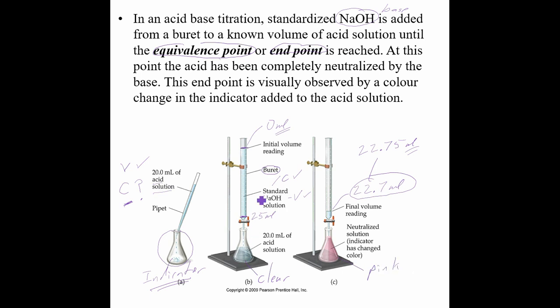So initially it's clear, and then you're going to keep adding the sodium hydroxide out of the burette. And when the equivalence point has been reached, all of a sudden it's going to switch from a clear color to a pink color. And that is how you know when to stop delivering the sodium hydroxide out of the burette, and what the volume of sodium hydroxide is that you had to add in order to reach this equivalence point.